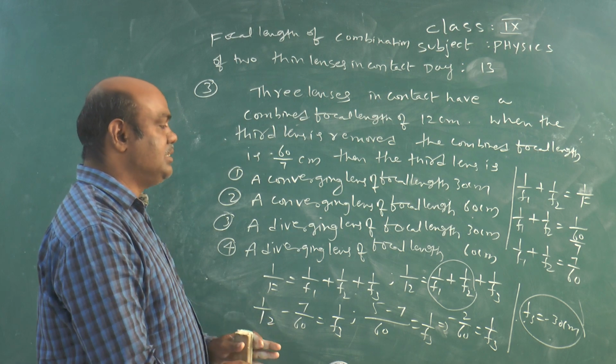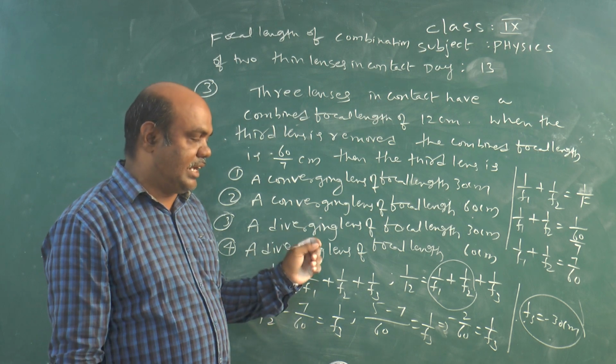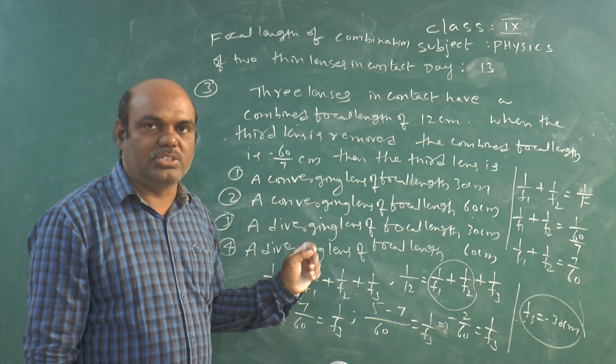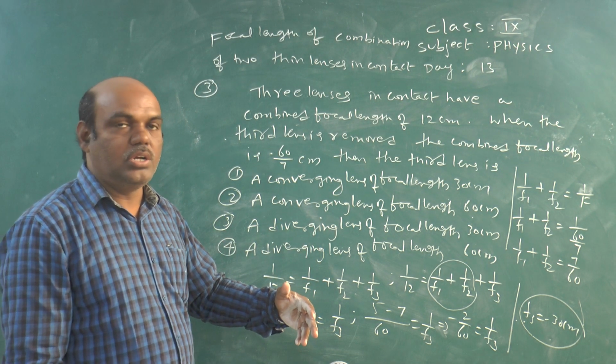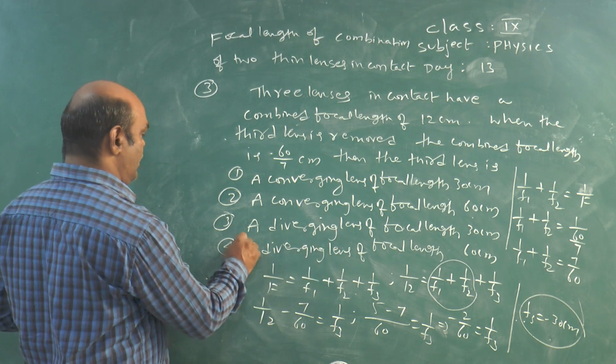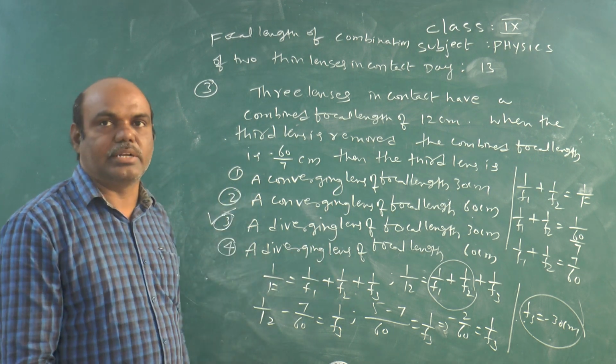So minus 30 centimeter means, by the sign convention, minus means diverging lens. So our answer is a diverging lens of focal length 30 centimeter. So the third option is correct.